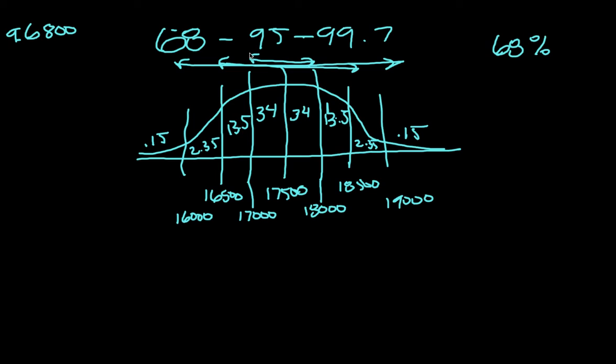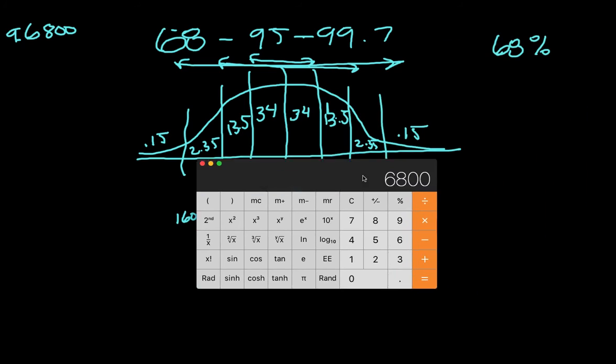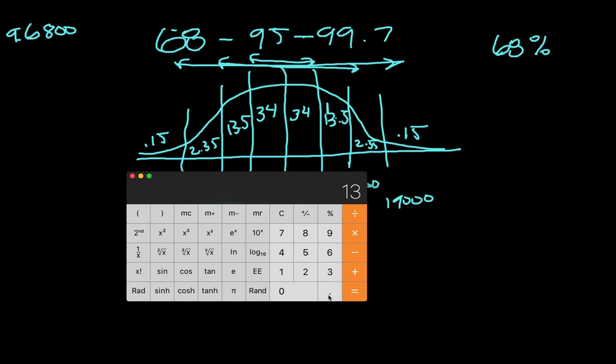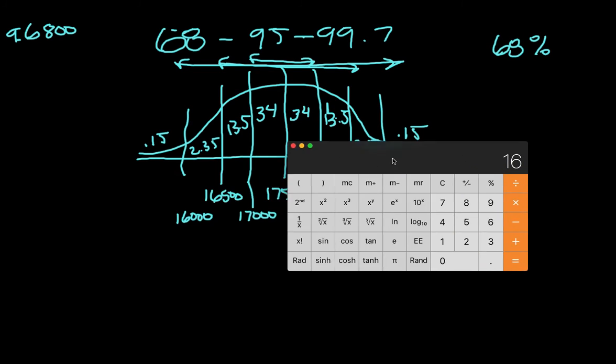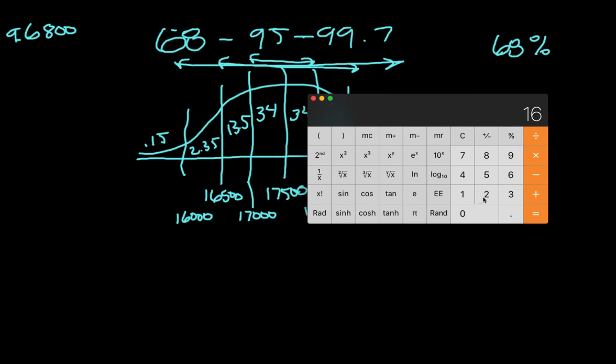Then the next one: how many people paid less than 17,000? So I go to my 17,000 and I'm looking for everyone that's less than this. All I have to do is add up those percentages: 13.5 plus 2.35 plus 0.15. And that is 16, so that's 16%. So I'm going to go 0.16 times 10,000, and I'm going to get 1,600.